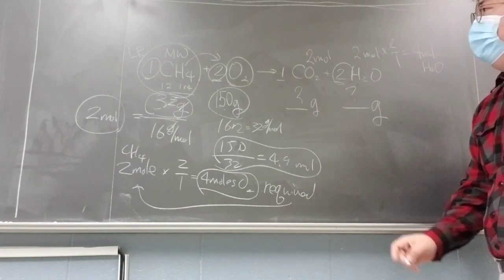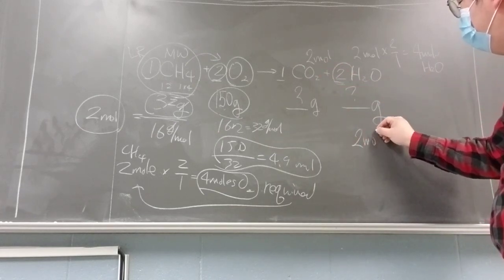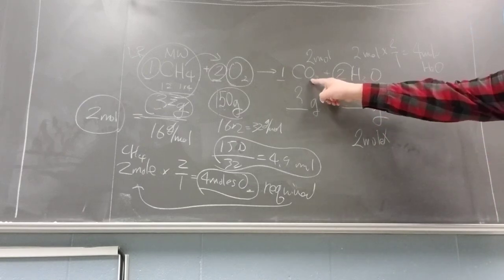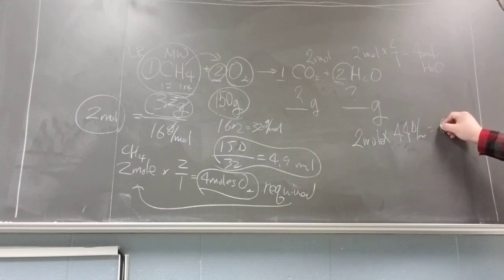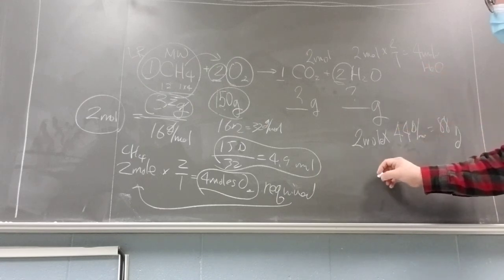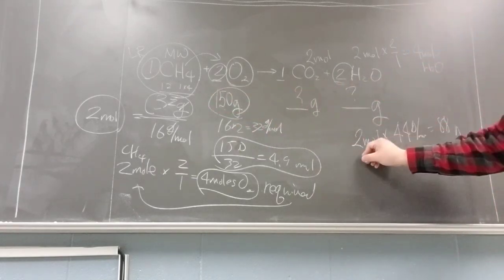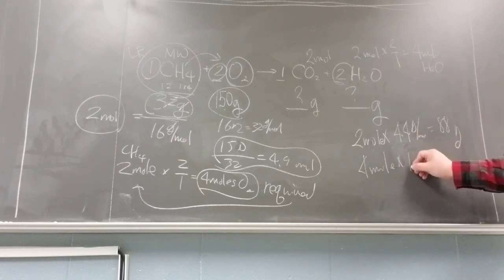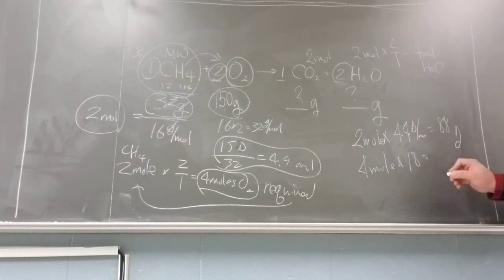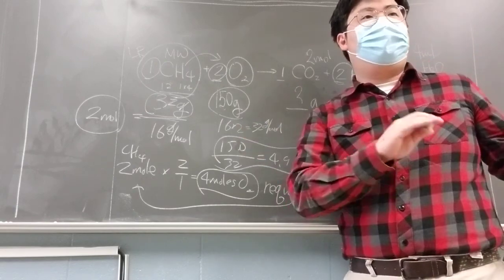Okay. And then you got the moles of the carbon dioxide and water. You just simply need to multiply that by the molecular weight, which is 44 grams per mole. It's 88 grams. This is the 1 to 2, right? So there'll be 4 moles of the water, so it'll be 72 grams. Okay. So this is what we did last lecture.